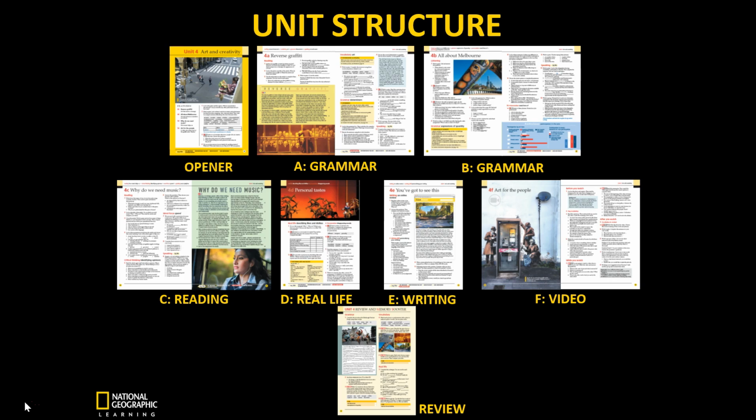Lesson C is the main reading lesson, while Lesson D is the real-life lesson, featuring functional and situational language. Lesson E is the writing lesson, and Lesson F is the National Geographic video lesson. Every unit then finishes with a review lesson.